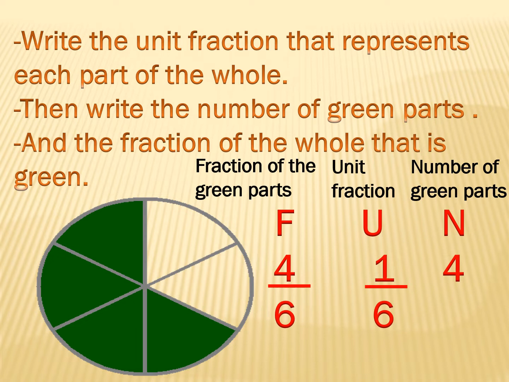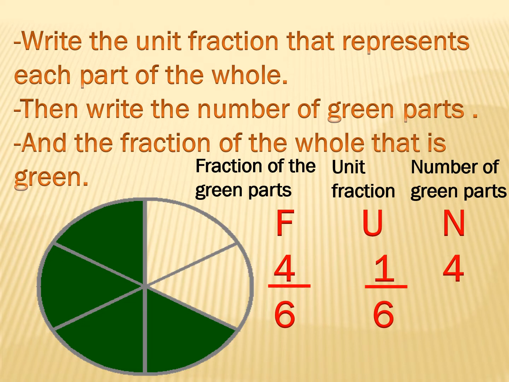Follow me. Write the unit fraction that represents each part of the whole. So I need the unit fraction. After that, write the number of green parts and the fraction of the whole that is green. Listen to me. We have a circle. It's divided into equal parts and some of the parts are shaded or colored green. I need these fractions and I'll help you to find them.